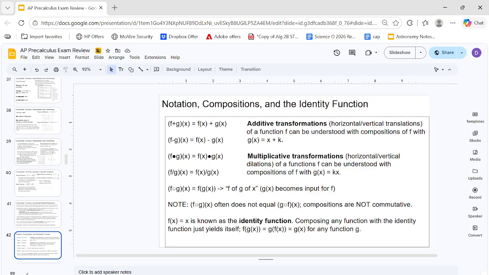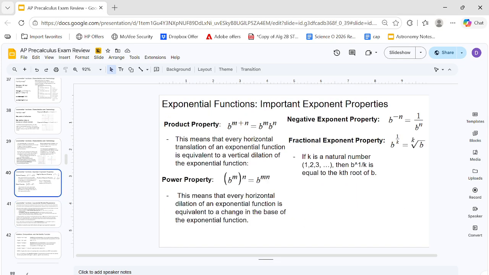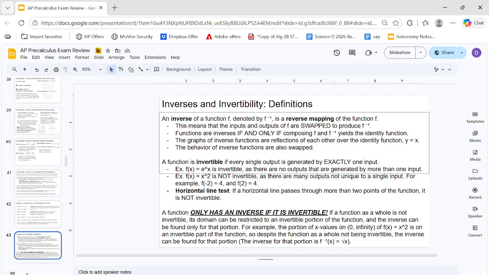Compositions of functions, you use f, little open circle, g of x. So that just means f of g of x. So g of x is on the inside, so it becomes the input for f of x. So you evaluate g of x, and then you do f of whatever that is. f of g of x is not g of f of x. They are different things. And then f of x equals x is the identity function. Composing any function with the identity function yields itself.